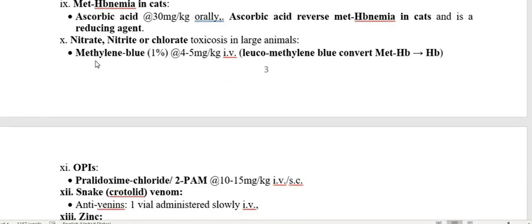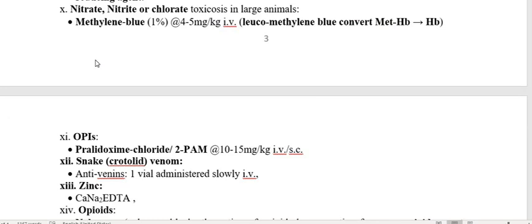Now we have to go through the nitrate and nitrite or chlorate toxicity. So if a plant is possessing a high amount of nitrate and nitrite, then the toxicity is more to the animal which is eating the pasture containing a high amount of the nitrate and nitrite or chlorate.